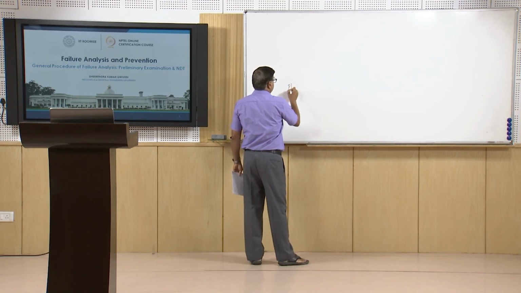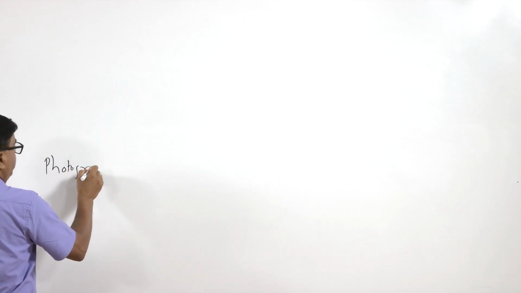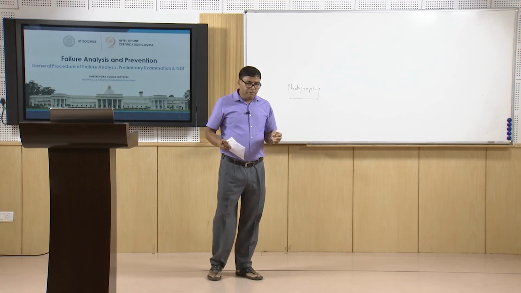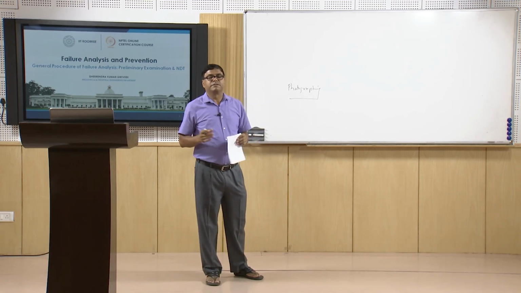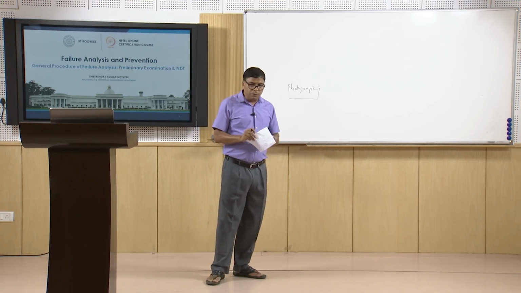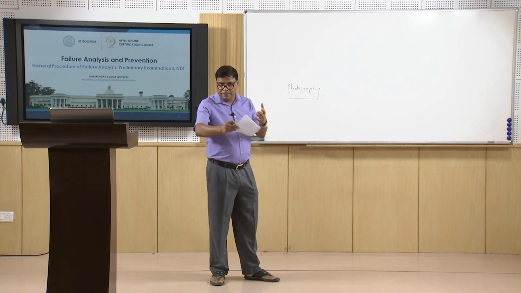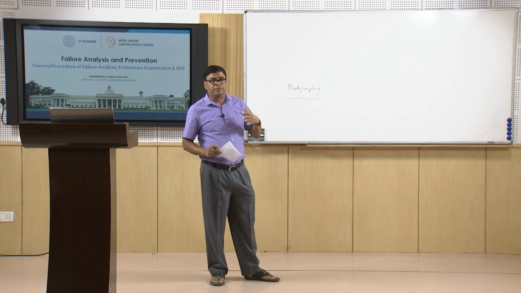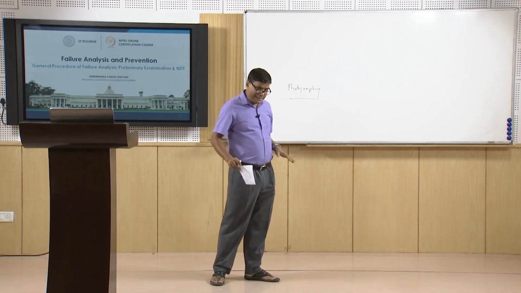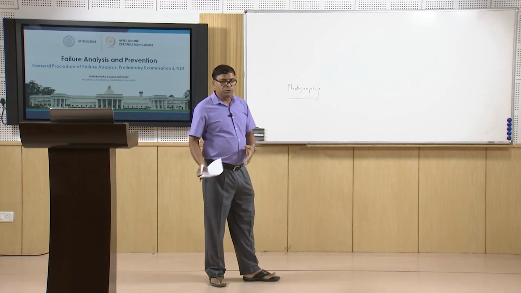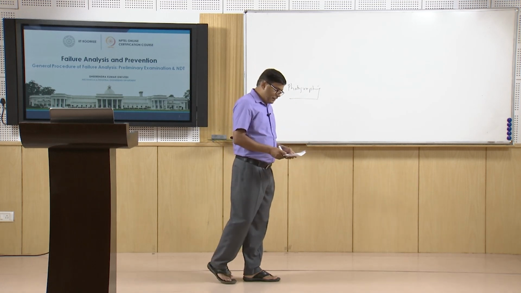Another aspect is photographing. Photographing is an important aspect because before things are disturbed after the failure, we need to capture the location of each and every component, either with the help of photographs, by taking a bird's eye view of the entire scene, or by using a number of sketches to show the location of the different parts.